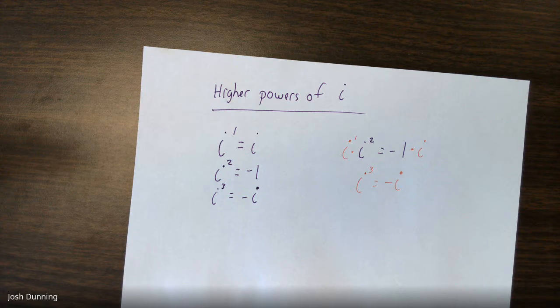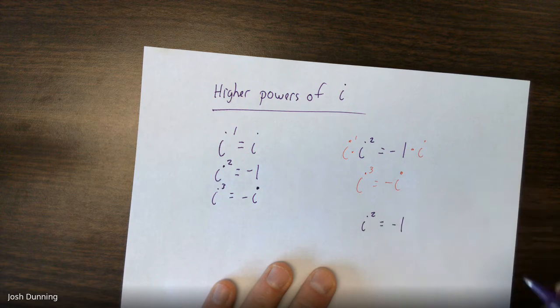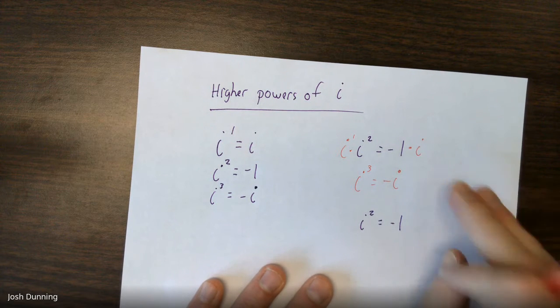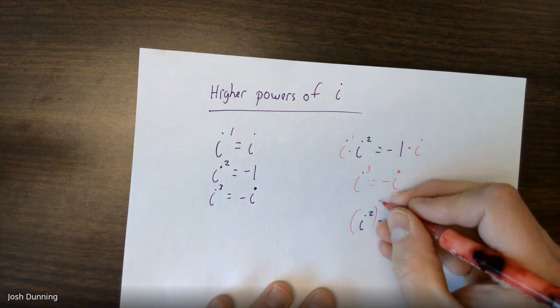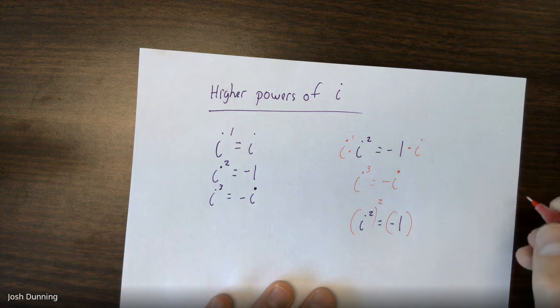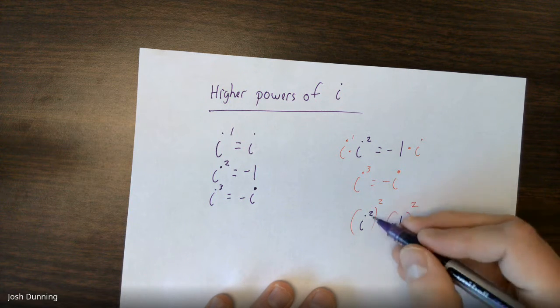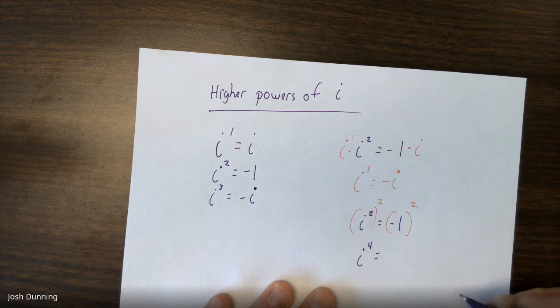Now for i to the fourth, I'm going to start with i squared again, just because this is easier than using i cubed. And again, you don't have to be able to do this. I'm just showing you where my stuff in the key is going to come from. I'm going to square this side, and whatever I do to one side, I have to do to the other. When you raise a power to a power, you multiply, so that gives me i to the fourth. Negative 1 times negative 1 is positive 1.